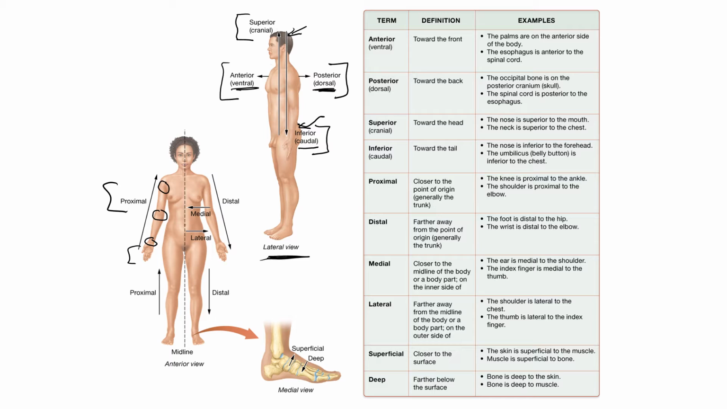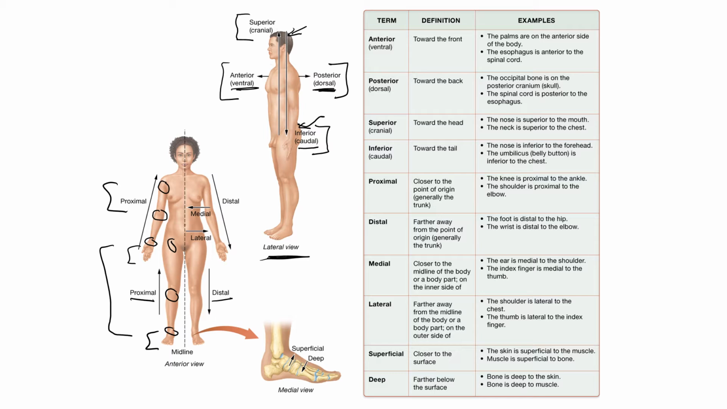Same thing occurs on the leg. You have proximal and distal. So in this case, the foot is distal to the ankle. The ankle is distal to the knee. The knee is distal to the hip. The hip is proximal to the knee. The knee is proximal to the ankle. The ankle is proximal to the foot.